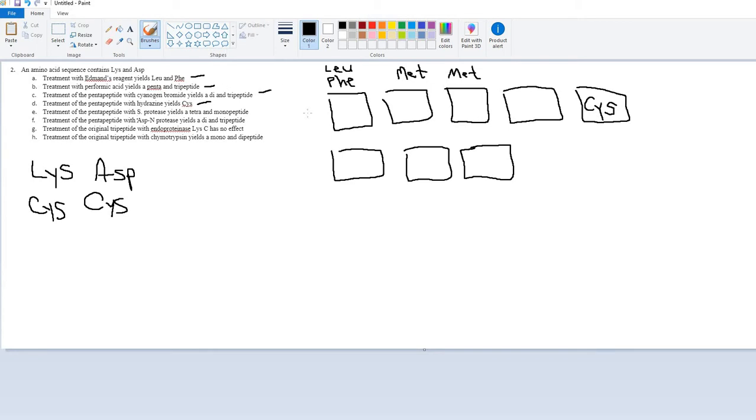S-protease cleaves at arginine on the C-terminal, so to get a tetra and a monopeptide out of this, we would either have to cleave here with the arginine to get the mono and the tetra, or we could cleave here, and this would be the mono and this would be the tetra. Now we know that the N-terminal on this protein must be leucine or phenylalanine, so arginine can't go here. So that leaves this to be the only spot for the arginine to go.